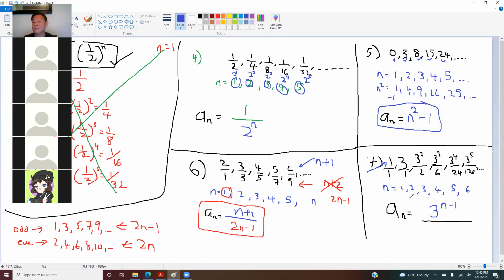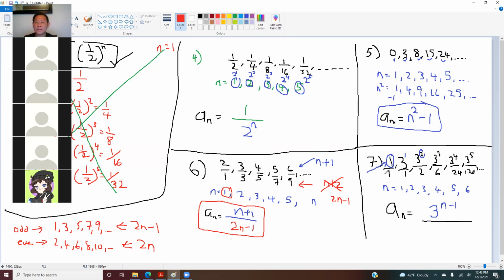So when n is 1, 3 to the power of 0, does anyone know what 3 to the power of 0 is? It's 1. Okay, so that's why you get the 1. And when n is 2, it is 3 to the power of 1. That's why you get this. And then when n is 3, you get 3 squared. So this is correct for the top one.